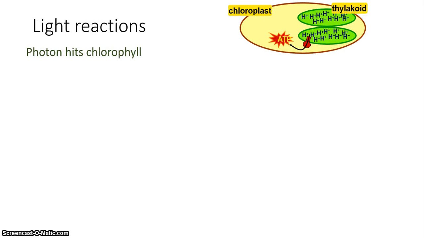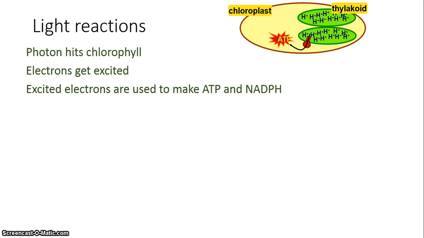So if we look at the light reactions, what happens is the photon, that's the light, it's going to hit chlorophyll, which is the pigment, and that's found in the thylakoids in your chloroplast. That's the green stuff. The photon's going to hit the chlorophyll, and the electrons in the chlorophyll get all excited, and they start jumping up energy levels. Those excited electrons then fall down an electron transport chain and are used to make ATP and NADPH.